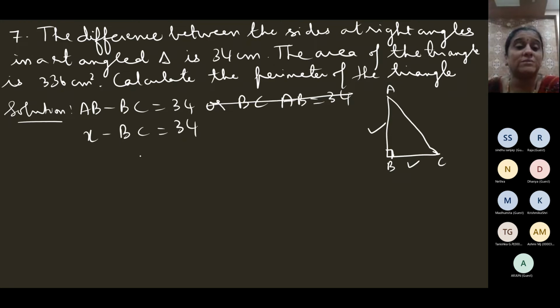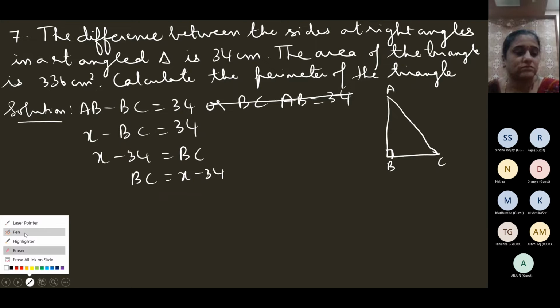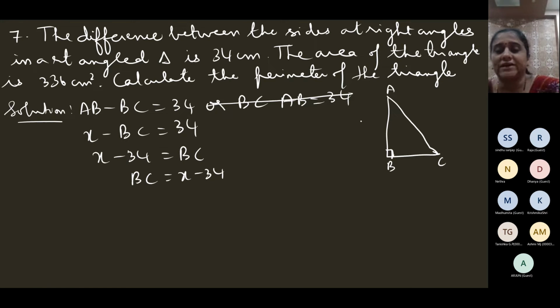Okay, so what is BC? You should find BC in terms of X. So X minus 34 is equal to BC. Okay, do you all understand? X minus 34. All of you understand this? Yes, ma'am. So here we have taken AB as X and BC is X minus 34.